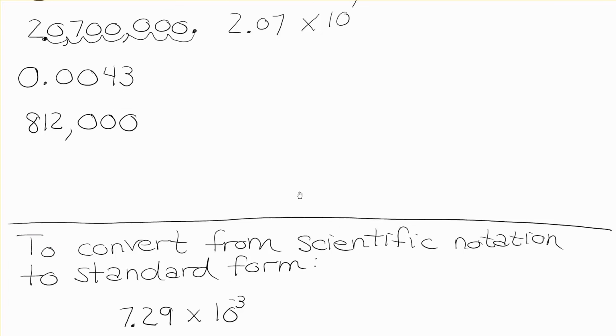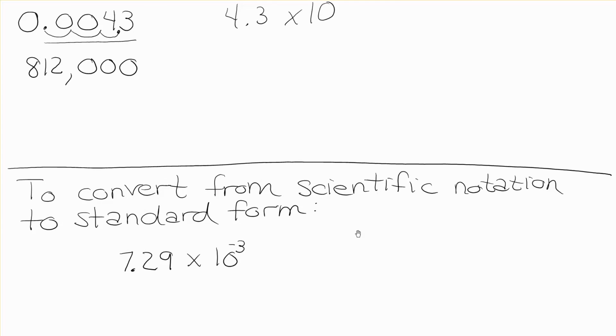Our next example is 0.0043. We need a number in our ones column, so we're going to move our decimal place over 3 places to get 4.3. And since 4.3 is bigger than this number here, we need to multiply it by a power of 10 with a negative exponent. And since we moved it over 3, it'll be a negative 3.